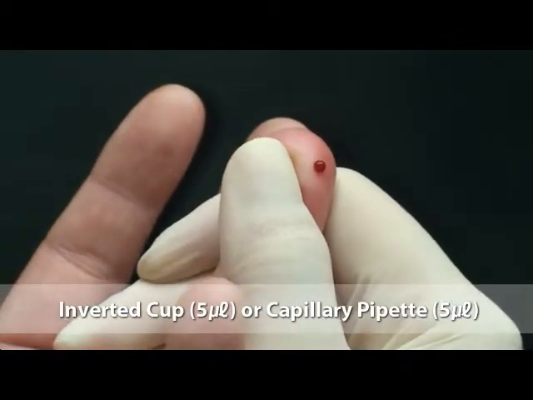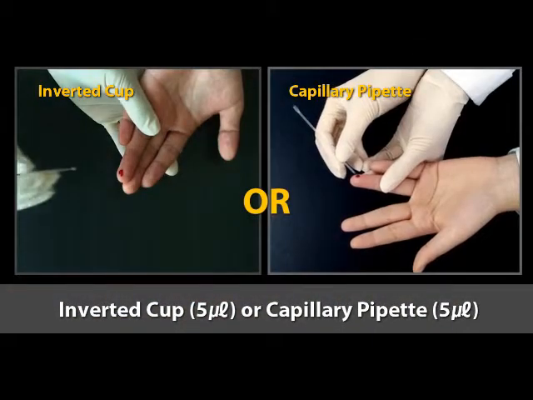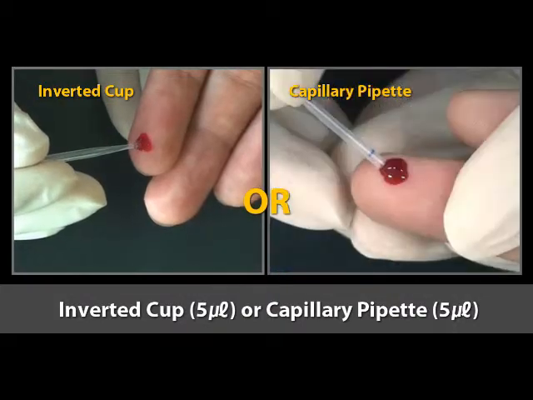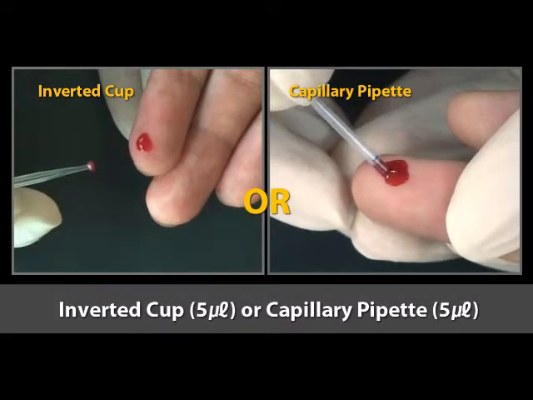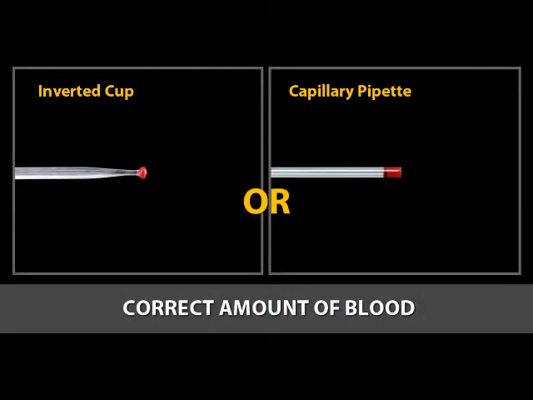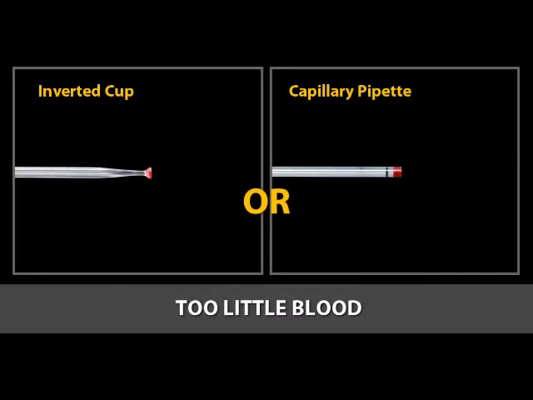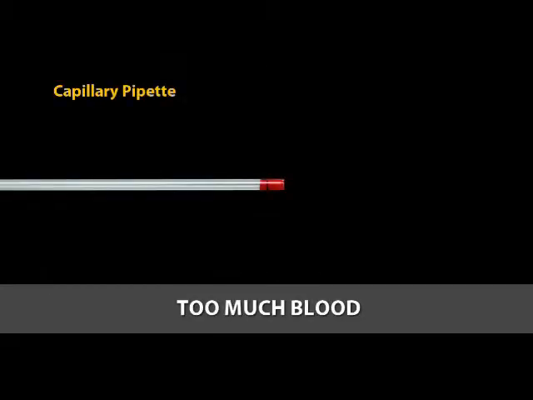As the blood bubbles up, take a disposable specimen collector and dip the circular end of an inverted cup into the blood specimen. The amount of blood collected is critical. This is the correct amount of blood. It is too little. It is too much.